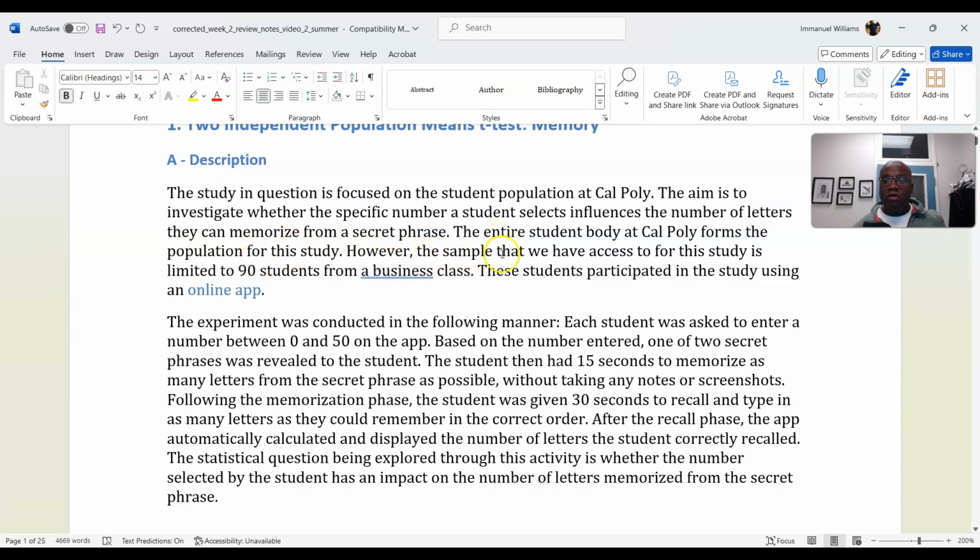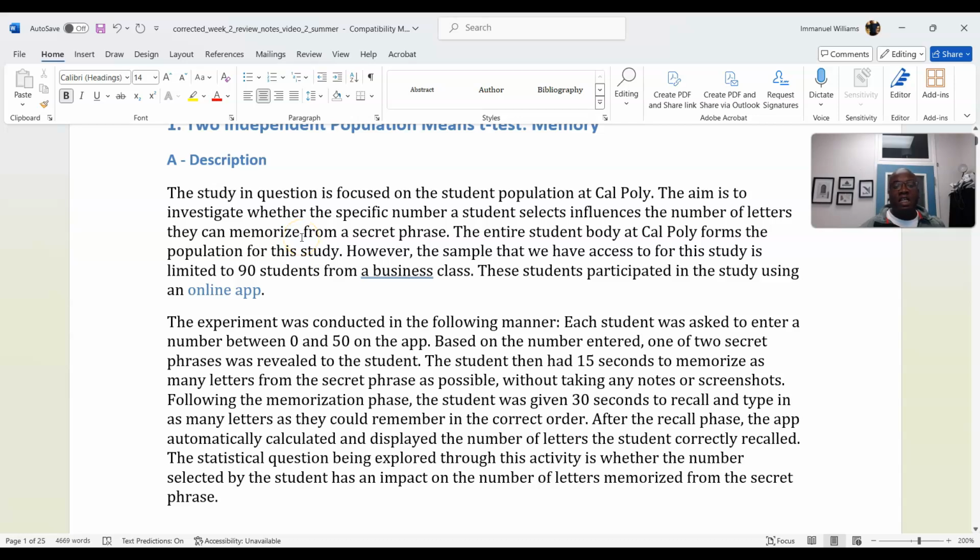However, the sample that we have access to for this study is limited to 90 students from a business class. These students participated in the study using an online app. So therefore we know our sample size is 90. A Cal Poly student is the observational unit, not a business student. Take note of that.